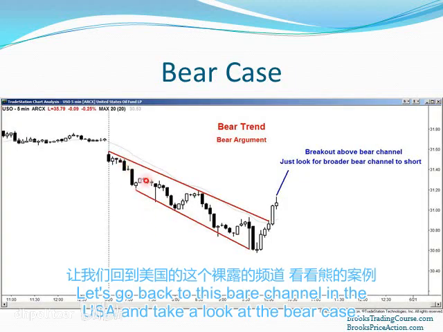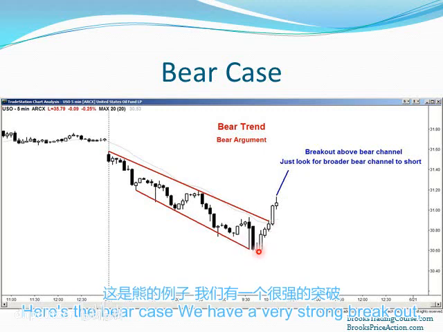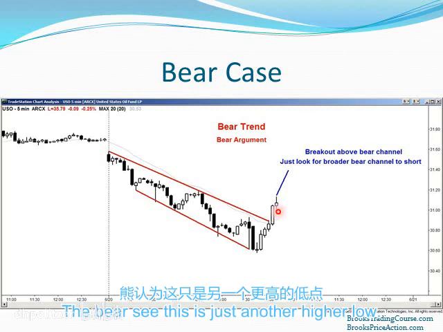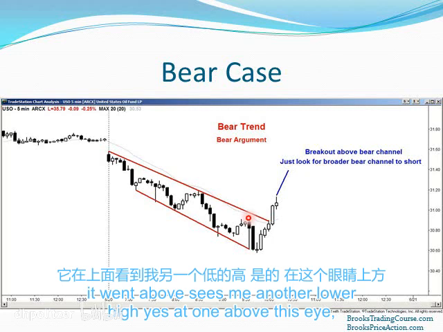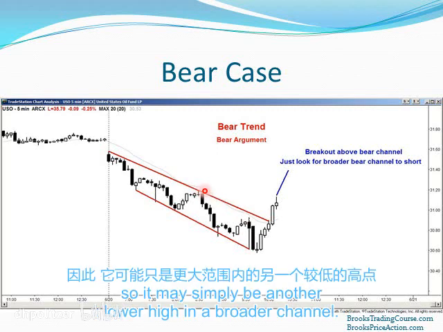Let's go back to this bear channel in the USO and take a look at the bear case. I showed you the bull case. Here's the bear case. We have a very strong breakout, but we have a gap bar above the moving average. The bears see this as just another higher low. Yes, it went above another lower high. Yes, it went above this high, but it did not yet go above this high. So it may simply be another lower high in a broader channel.